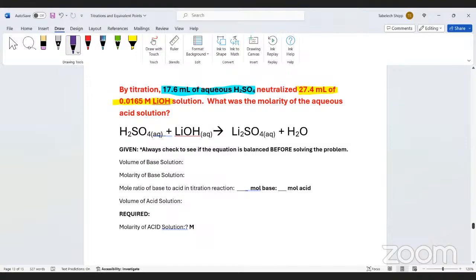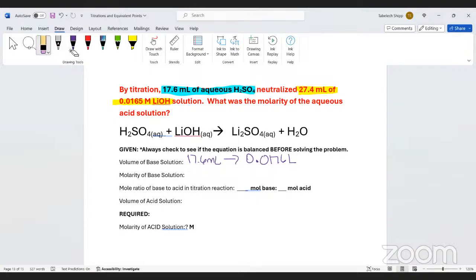Now, you want to make sure, like we said before, guys, that we check to make sure the equation is balanced in the step. So we've also given the pieces that we need. So let's fill that in first before we balance the equation. So the volume they gave us was 17.6 milliliters, but I'm going to convert that to liters, okay? They also gave us the molarity of the base, or did they?